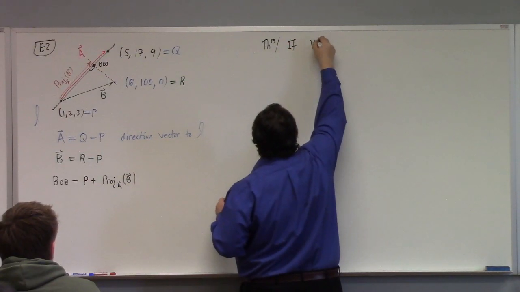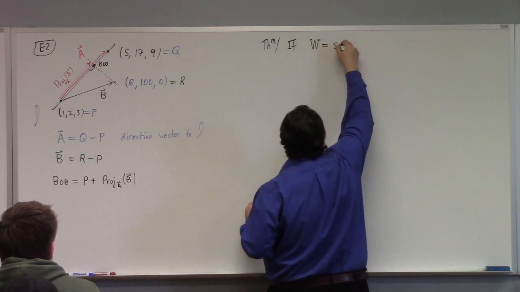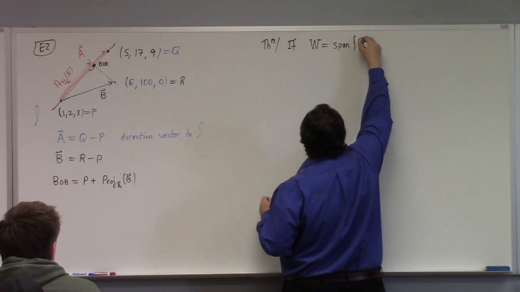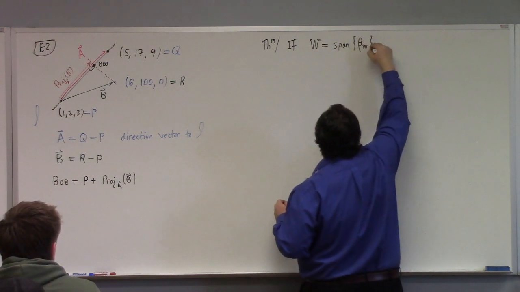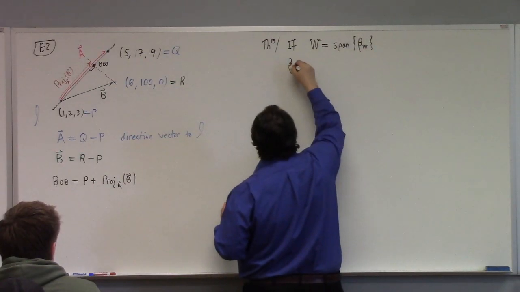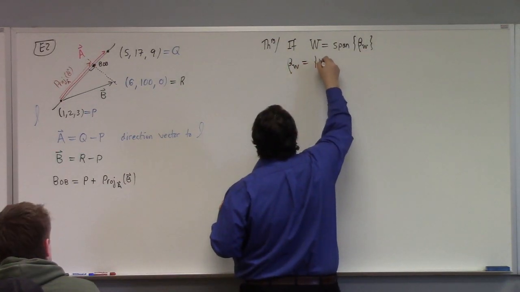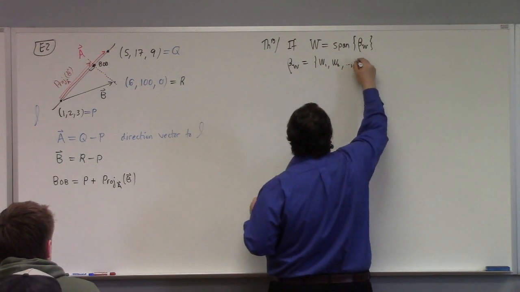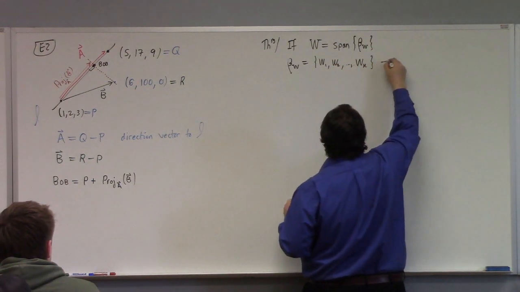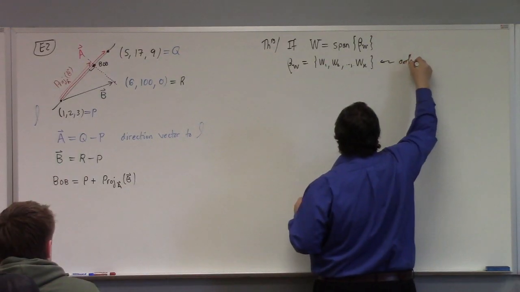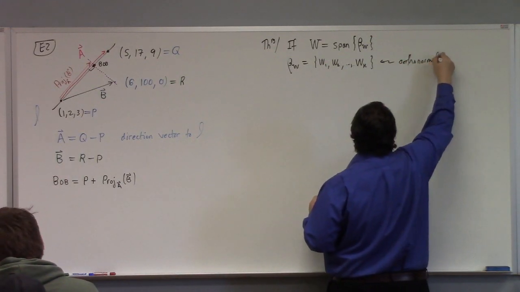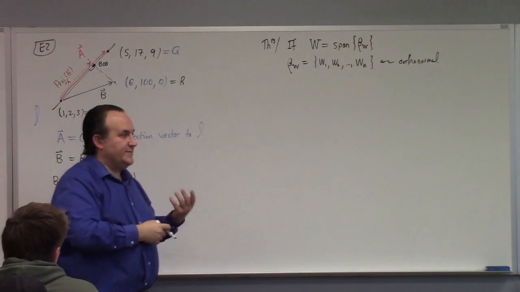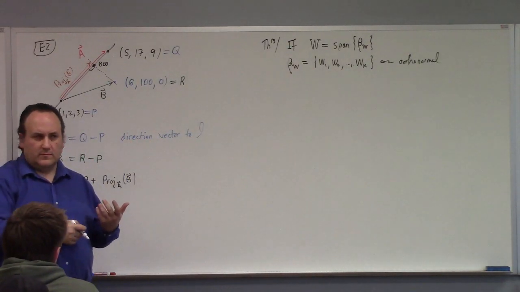If we have W equal to the span of, let's say, beta sub W, where beta sub W is equal to, let's say, w1, w2, all the way to wk, orthonormal, all right? So what I have in mind here is a subspace. Okay.